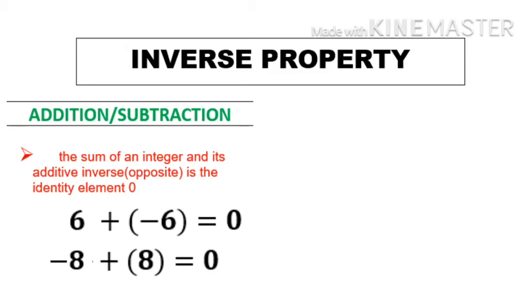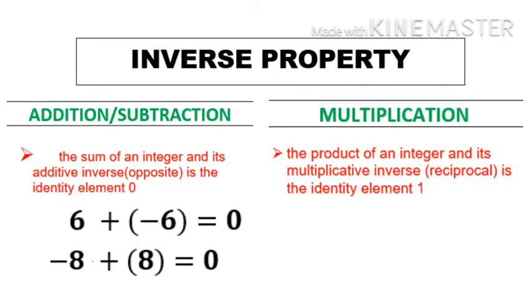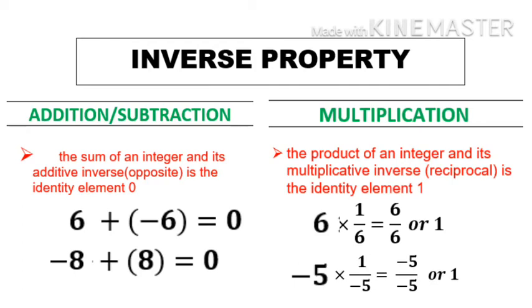Inverse property of multiplication states that the product of an integer and its multiplicative inverse, or the reciprocal, is the identity element 1. For example, 6. What is the reciprocal of 6? Right, 1 over 6. 6 times 1 over 6, that is equal to 6 over 6, or 1. Or negative 5. What is the reciprocal of negative 5? Negative 1/5. Negative 5 times negative 1/5, that's equal to negative 5 over negative 5, or equal to 1.